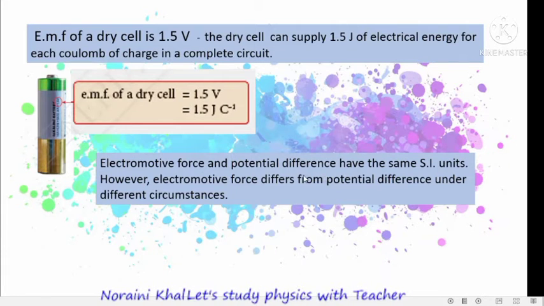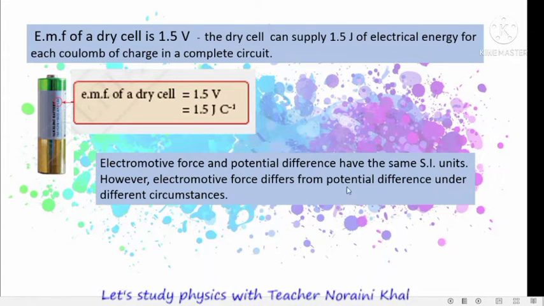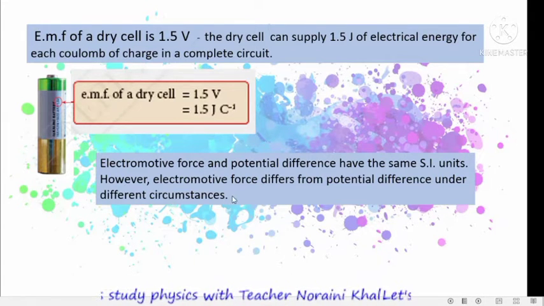Electromotive force and potential difference have the same SI units. However, electromotive force differs from potential difference under different circumstances. So we will discuss later the difference between EMF and potential difference.